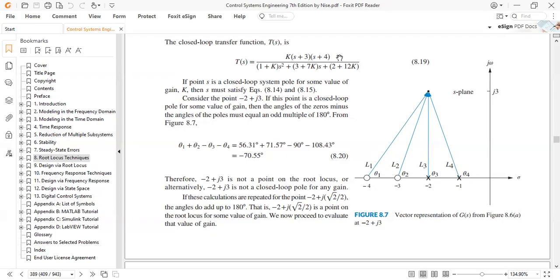Yes, sir. Okay, so we have a point located at -2 plus j3, and we have two zeros and two poles over here. We want to calculate the angle from this point to all the open loop zeros and poles, and that angle would be summed up, and we would check whether this point is on the root locus or not.